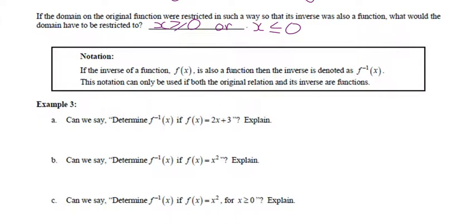Notation. If the inverse of a function is also a function, the inverse is denoted by f inverse x. This is read f inverse x, which does not mean 1 over f of x. So when you see this, it means it's an inverse function. Because if you see x to the negative 1, that is 1 over x, but this is not the case with a function.